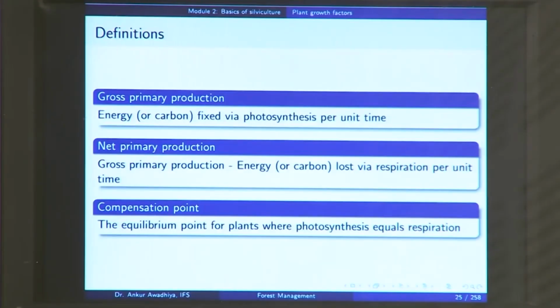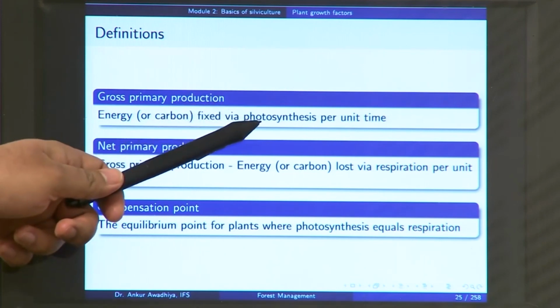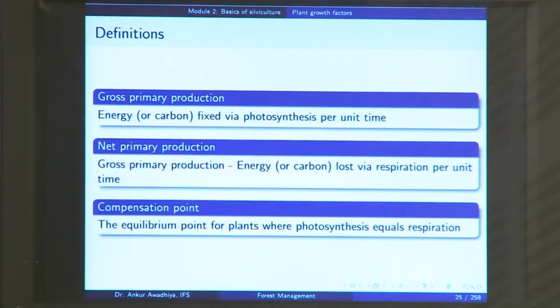Now, we define these two terms, gross primary production and net primary production. Now, gross primary production is defined as energy or carbon that is fixed via photosynthesis per unit time. So, if you only consider photosynthesis, the amount of energy or the amount of carbon that is being fixed or deposited in the bodies of the plants per unit time, that is known as the gross primary production.